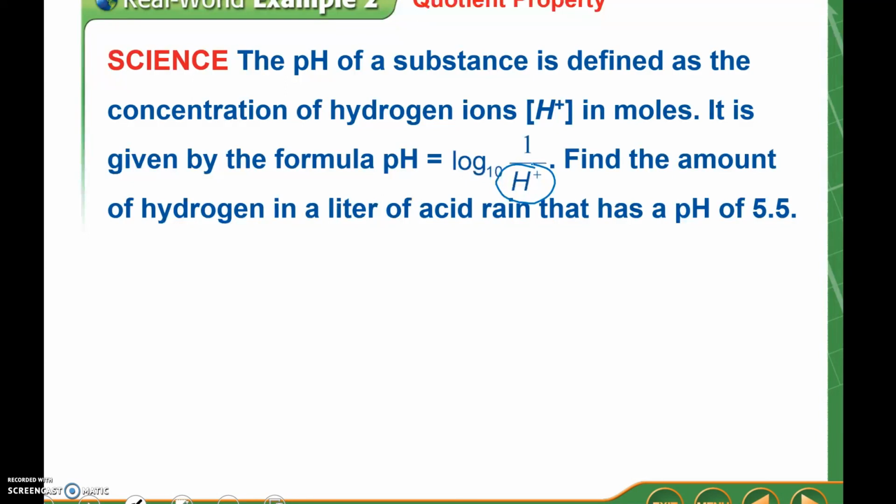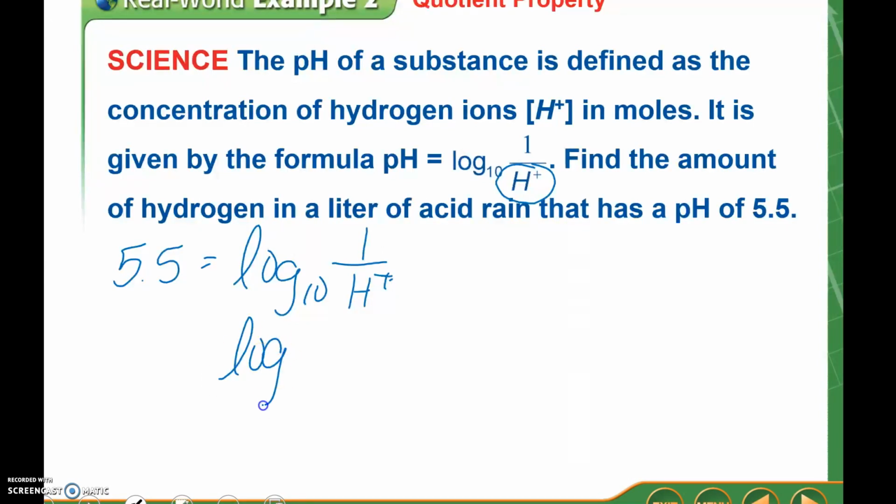So I'm going to put 5.5 equals log base 10 of 1 over H, hydrogen ions. And I can rewrite this, because it's division, as log base 10 of 1 minus log base 10 of hydrogen plus.